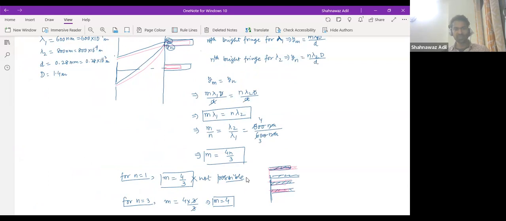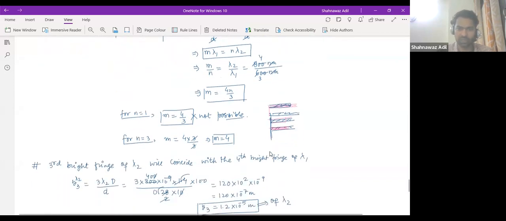So you will have the overlapping for another case also, right? So if you have n equal to 6, then again you will have the overlapping. But the least one, in the question they have asked for the least one. So for the least one, n equals 3 would be the least.